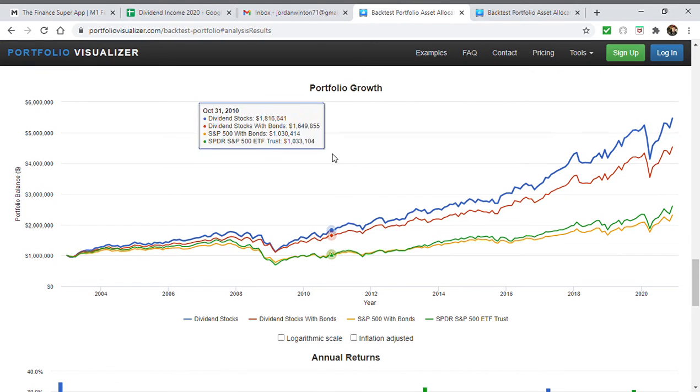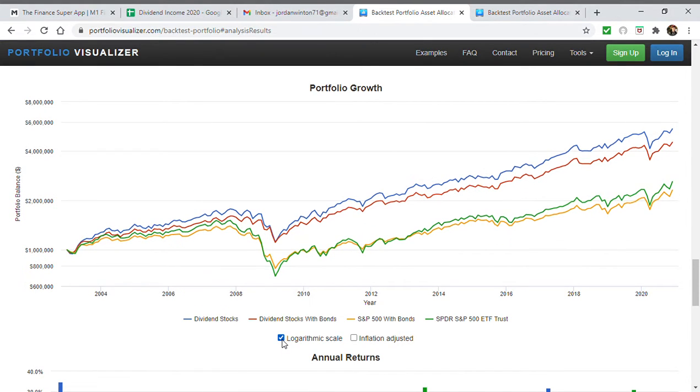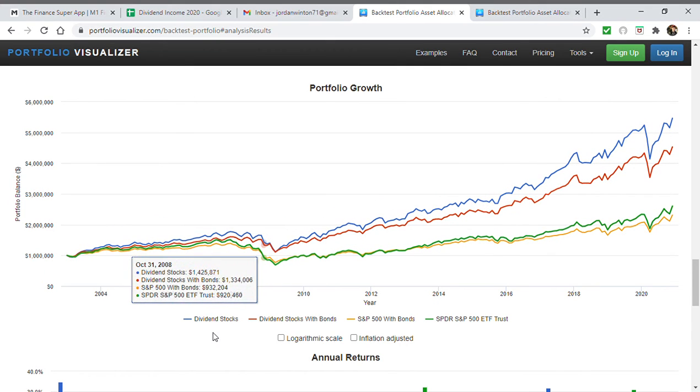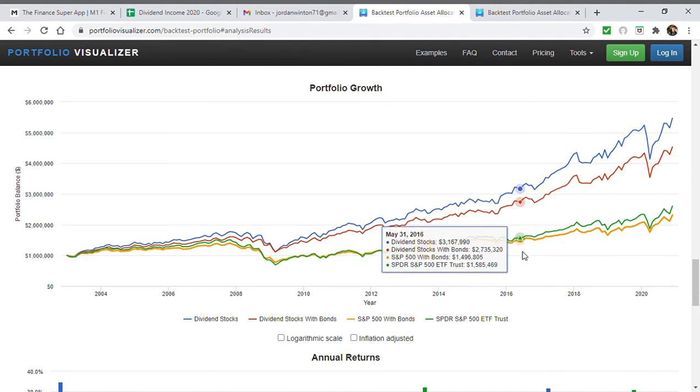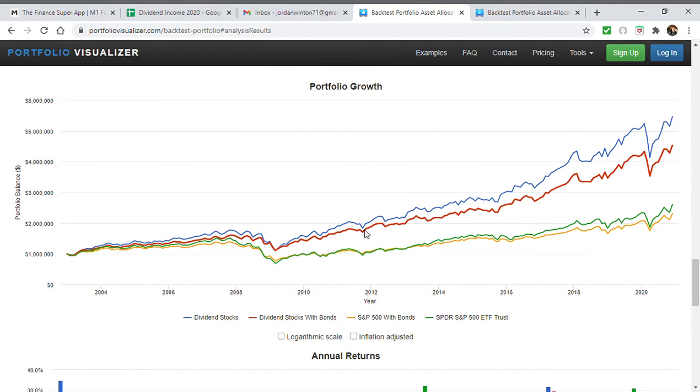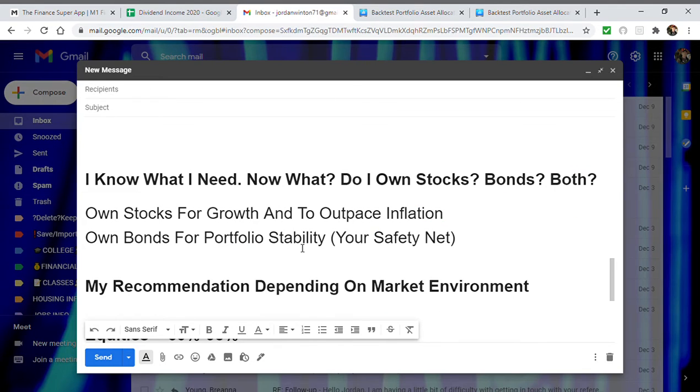And then I have this portfolio that I showed at the beginning of the video. We have 4 examples here: dividend stocks with bonds, S&P 500 with bonds, and then just a traditional S&P 500. I have these examples going all the way back to 2003, and I'll get to that in just a second.